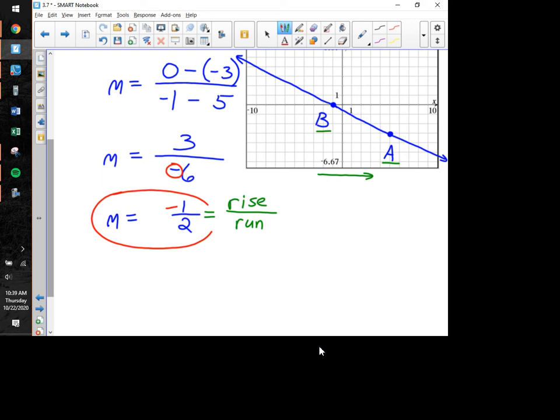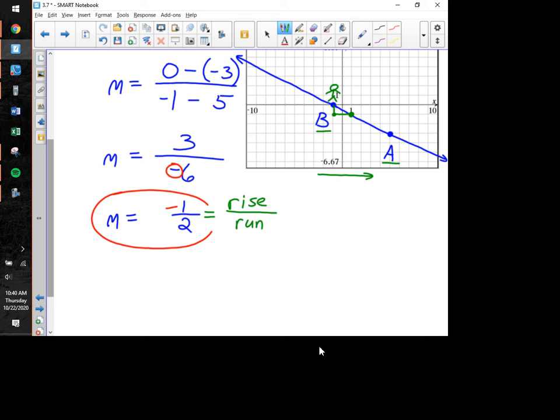So let's talk about that, guys. We're going to start right over here at point B. That's where we are, and we are going to rise -1, which means we go down 1 unit. And then we're going to run 2, positive, which means we go to the right 2 units. And that's where we are now. And you will notice that green dot that I just drew is located where? On the line. Now we're not at point A yet, so we're going to repeat this process.